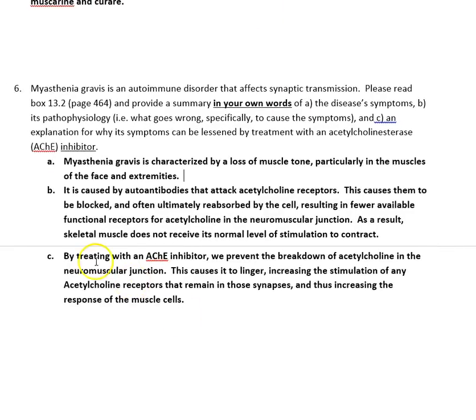So again, here is that same statement. By treating with an acetylcholinesterase inhibitor, we prevent the breakdown of acetylcholine in the neuromuscular junction, and this causes it to linger in that synapse, which increases the stimulation of any acetylcholine receptors that remain in the synapse and therefore increases the responses of the muscle cells. This is actually sometimes done as a diagnostic test to verify that somebody has myasthenia gravis. They'll give them an acetylcholinesterase inhibitor, and all of a sudden a person's muscle function will snap back to normal. And that's a pretty good indication that the issue here is this loss of receptors.